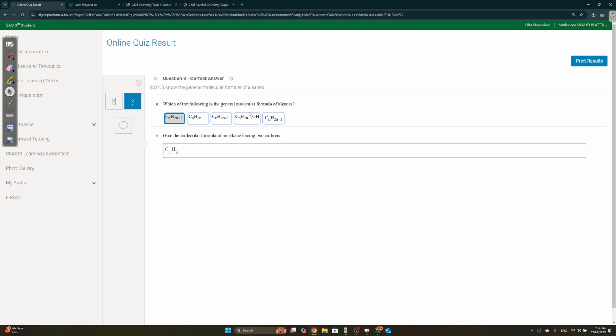So, alkanes, what is it? CnH2n+2. Give the molecular formula of an alkane having 2 carbons. So substitute n as 2. So you're going to get C2H, 2 times 2 plus 2 is 6, right?